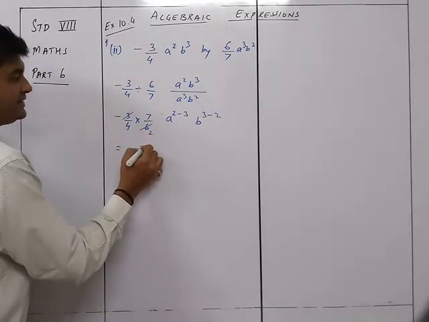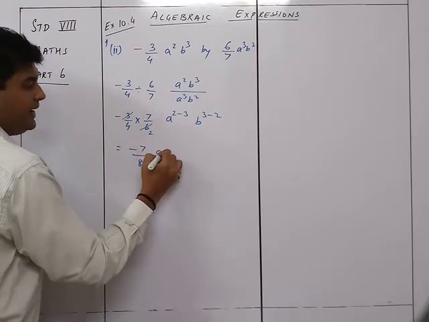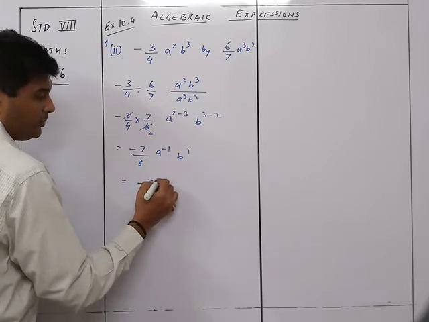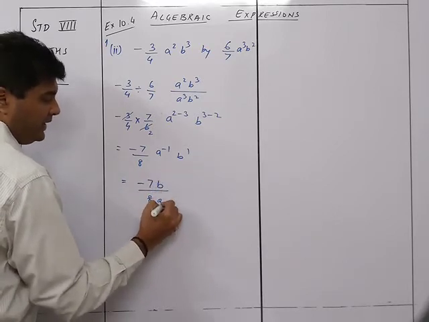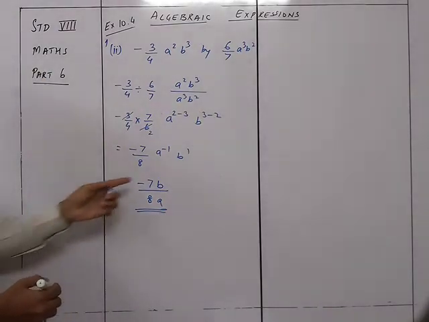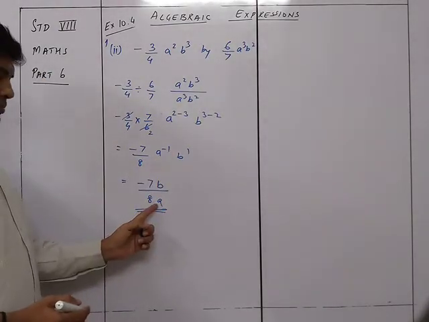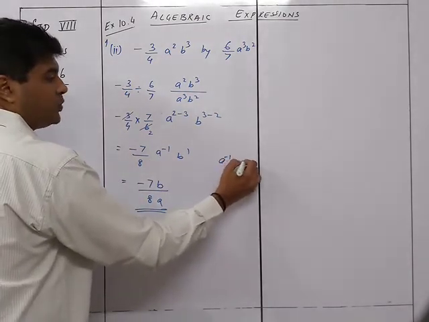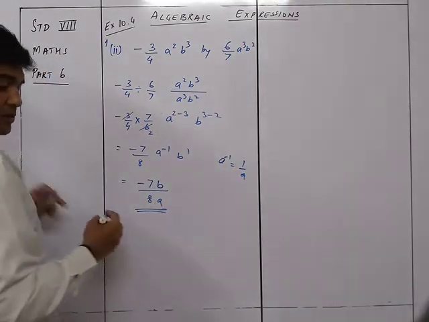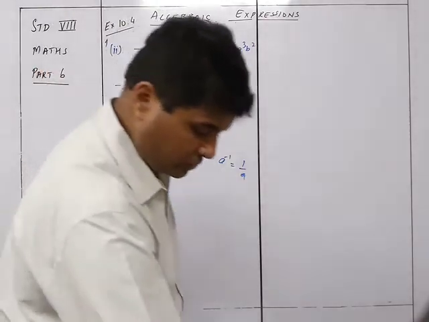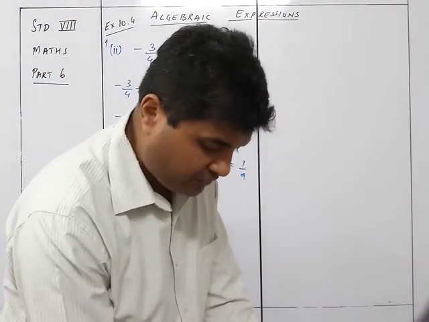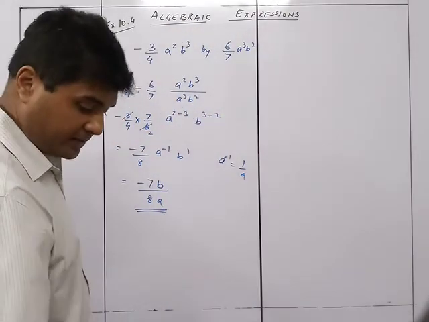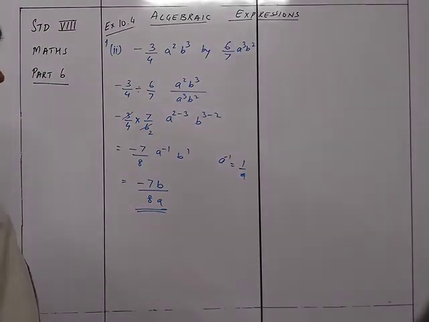So this gives me minus 7 upon 8. This will be a raised to minus 1, b raised to 1. That is nothing but minus 7b upon 8a. This will be the answer, because a raised to minus 1 is equal to 1 upon a. Therefore the a goes down. Okay? So exercise 10.4, the first answer is minus 7b upon 8a. Is it clear?